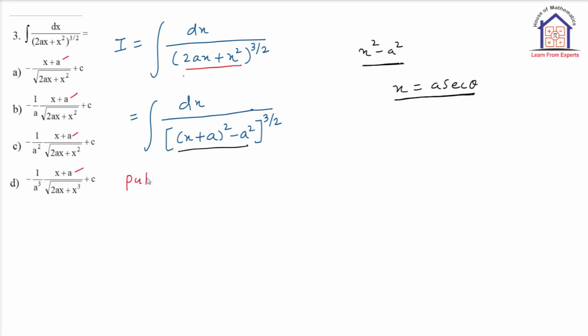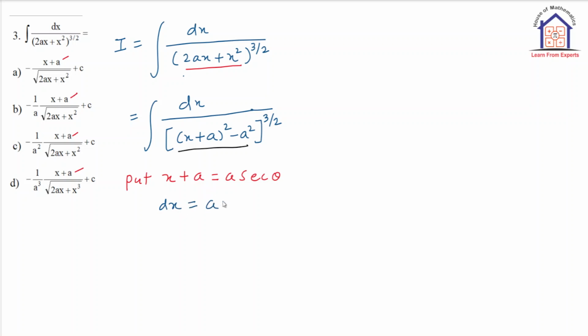This is the typical substitution, x plus a equal to a sec theta. We have to substitute like this, then the integral will be in the standard form. Now see here, differentiate this: dx is equal to a, a constant, and the derivative of sec theta is sec theta into tan theta.